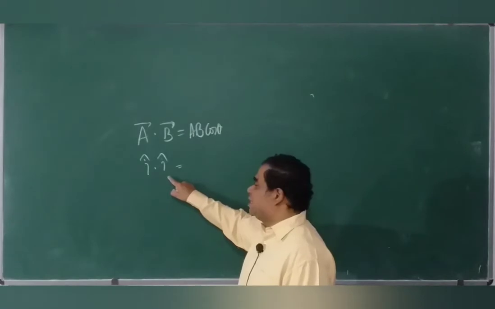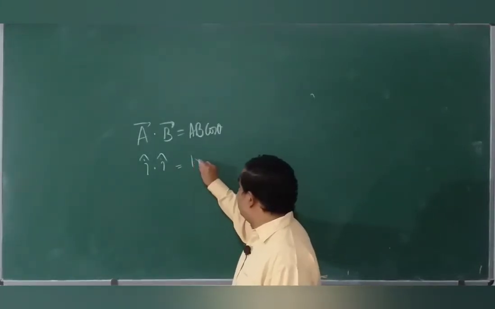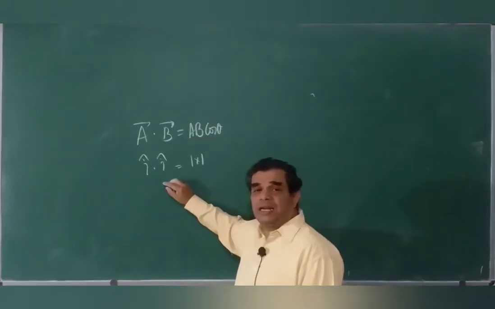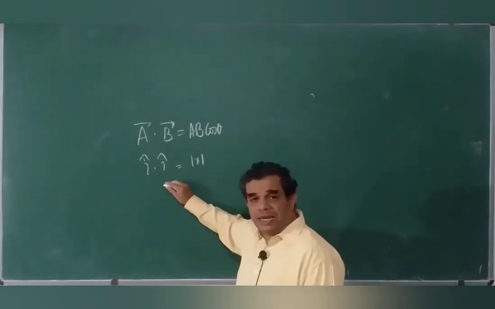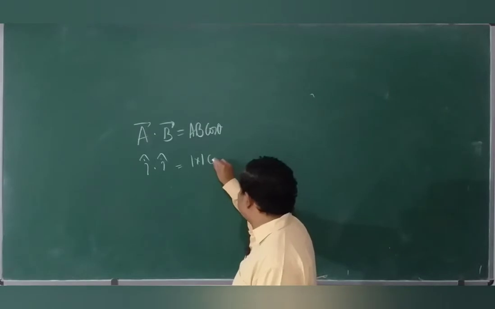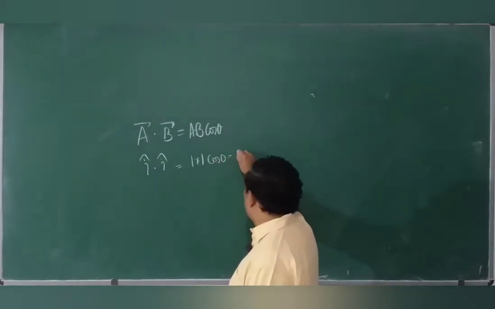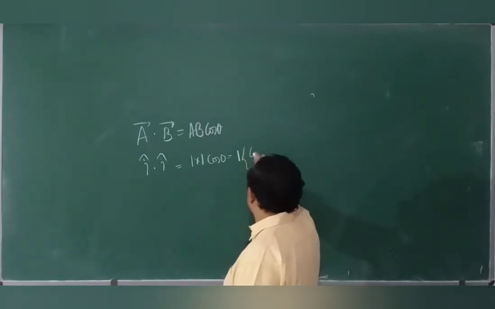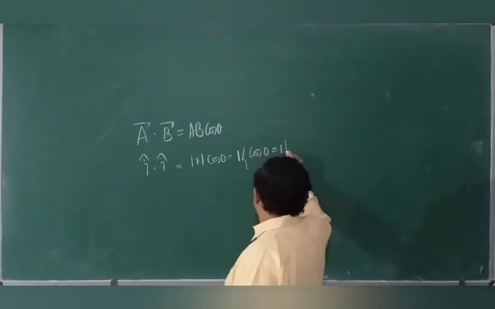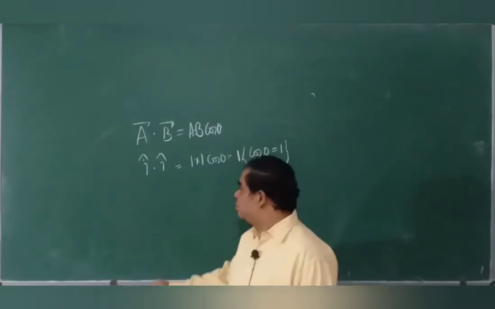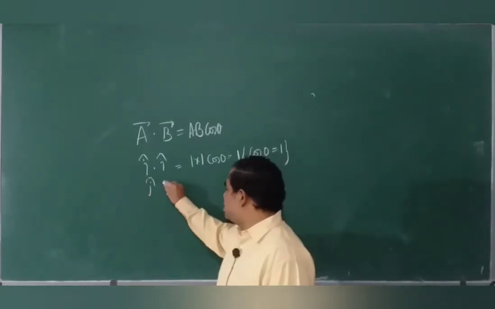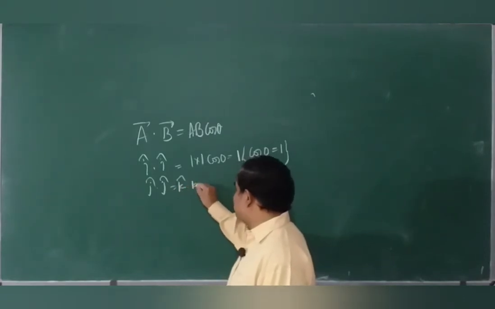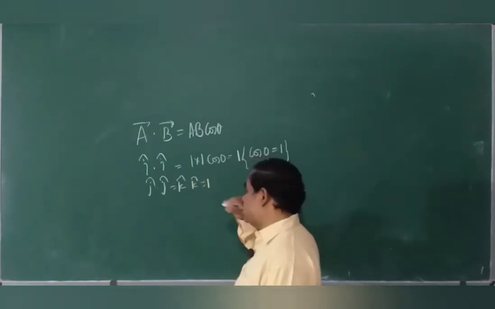Magnitude of i cap is 1. Therefore, 1 into 1 into cos theta. What is the angle between them? Both are along the x-axis, so the angle is 0. Therefore, cos 0, that means 1, as cos 0 is 1. Standard angle. Now, similarly, j dot j equals k dot k, which is also 1.